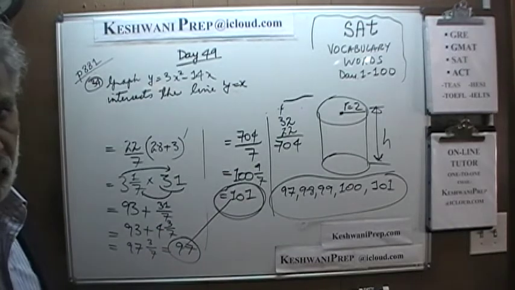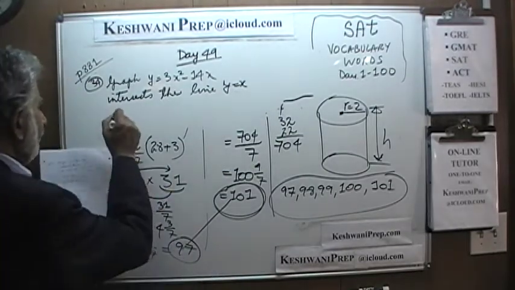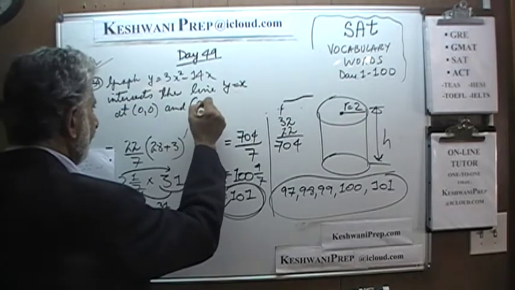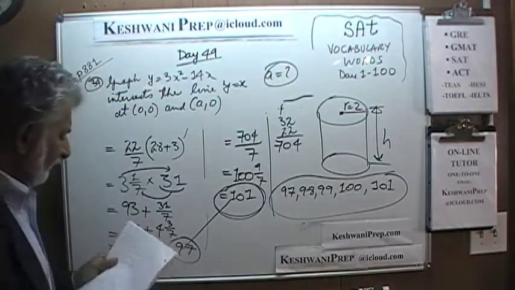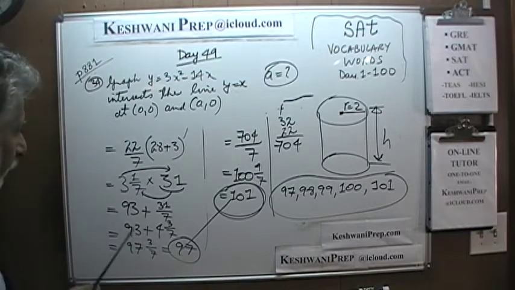As you can see, y is equal to x is a 45 degree line going through the origin, and it intersects at the origin (0, 0) and at (a, 0). The question simply is, what is the a? In other words, what's the x coordinate of the second point where they intersect? So let's find out.